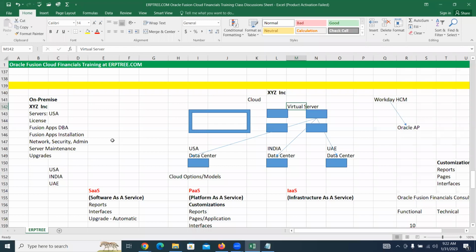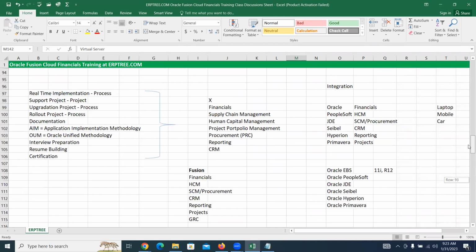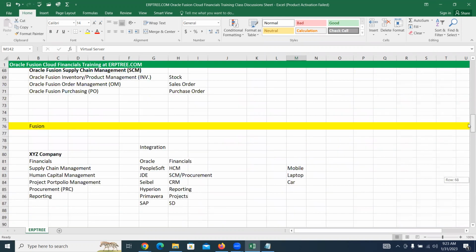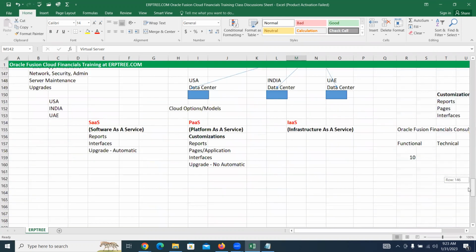That is the reason most of the clients are going with the virtual servers. Everything will be taken care of by Oracle only. They will have a separate DBA team. They always take care that all the servers are up and running 24/7. So this is the meaning of cloud that we have to understand. Here we should be very clear about what is Fusion and what is cloud.